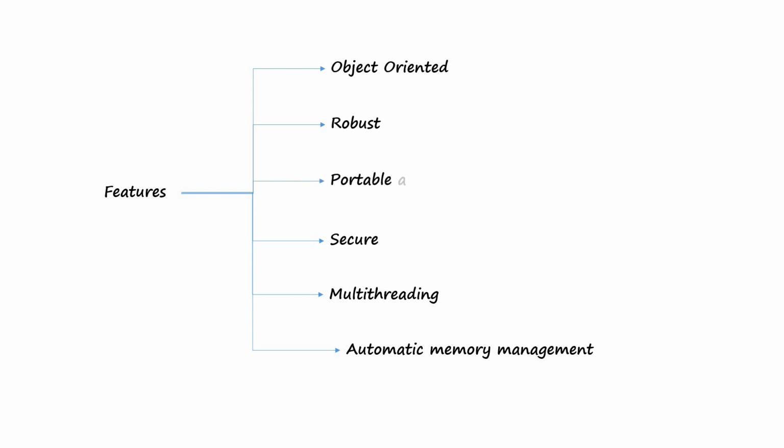And last one is Java is portable and platform independent. What does it mean? It means you can write a Java program once and execute it anywhere else. That means you can write your program on one platform and you can execute that on a different platform. How is this possible in Java? In order to understand that, you have to understand the architecture of JDK.